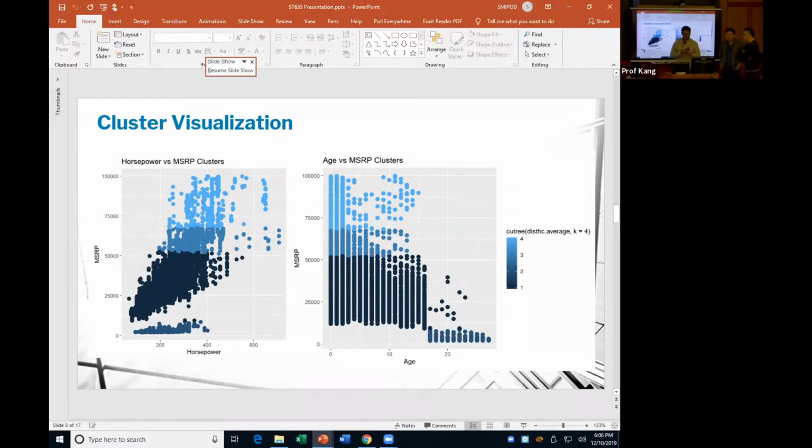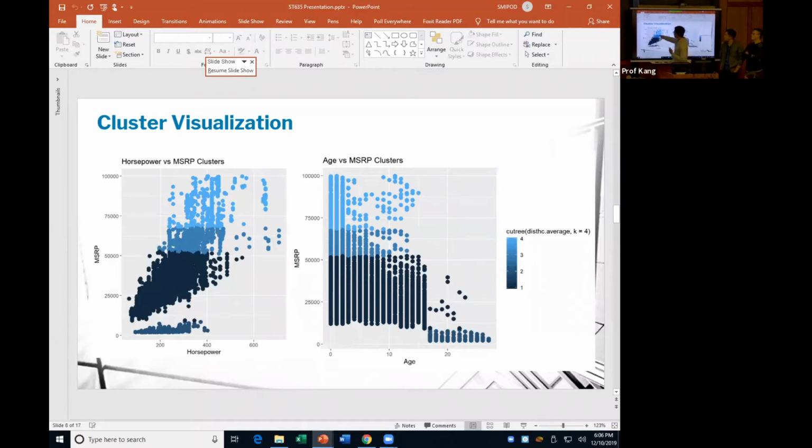So we have built some models that predict the MSRP and the market categories. Before we build the models, this is what we have for the data exploration. Here we use hierarchical clustering. The left chart shows the MSRP versus horsepower. The algorithm already split the data into 4 clusters by price.